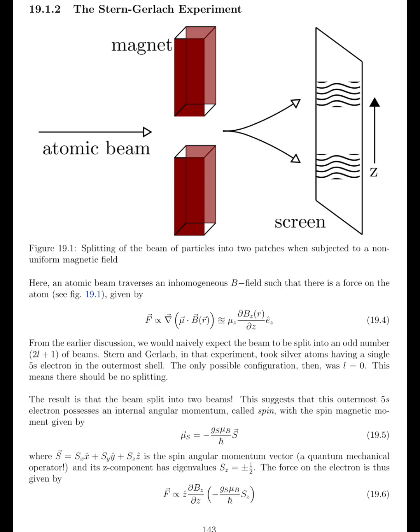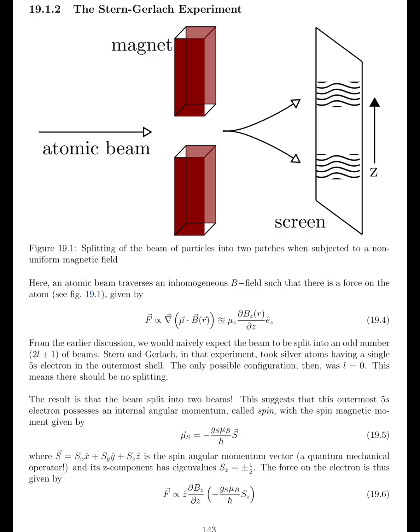And what happens is that when they send in an atomic beam of these so-called 5s1 electrons, the electrons sitting in the outermost shell of the silver atoms, this beam actually splits into 2. So this magnetic field is generated between these 2 magnets, and then this beam splits into 2. But wait a moment. This is L equals 0. It shouldn't be splitting at all.